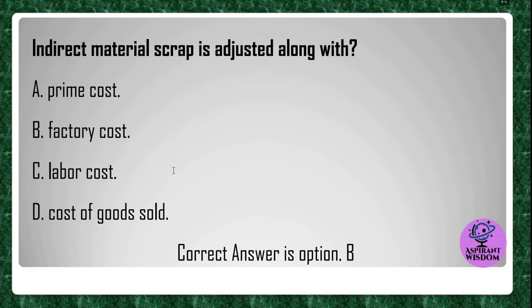Indirect material scrap is adjusted along with A. Prime cost, B. Factory cost, C. Labor cost, D. Cost of goods sold. Correct answer is option B.